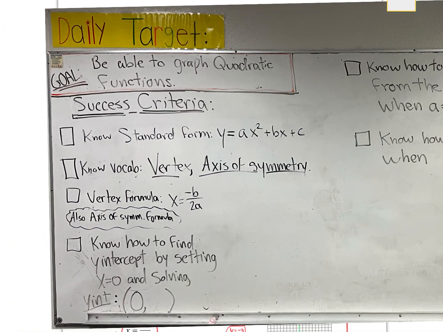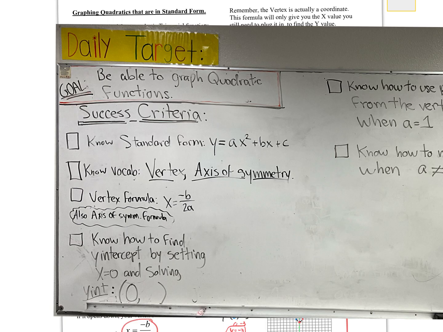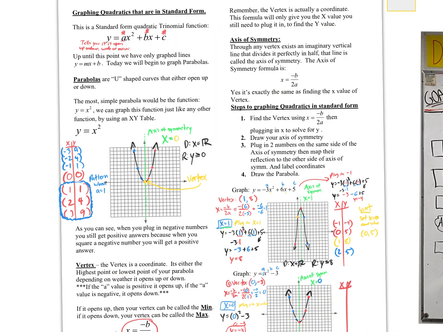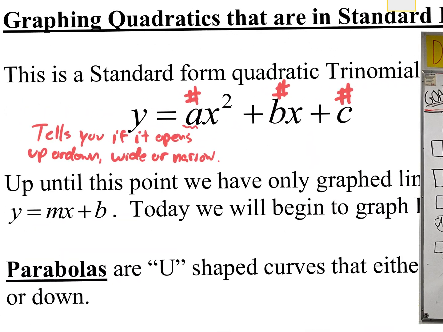Yesterday, we also learned that your a value, let's go to yesterday's notes. Your a value not only tells you if it opens up or down, but it also tells you if it's wide or narrow, okay? And we'll get to that in a little bit. But the main idea for today is to know if the a value is positive, it opens up. If it's negative, it opens down. But we also need to eventually conclude that the a value tells you if your parabola is wide or narrow.